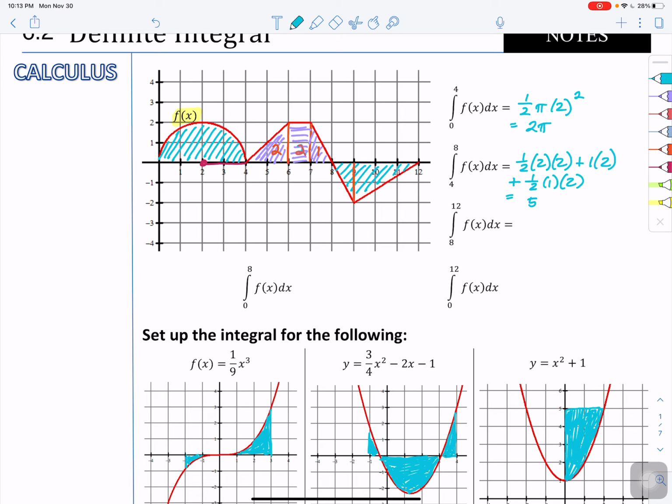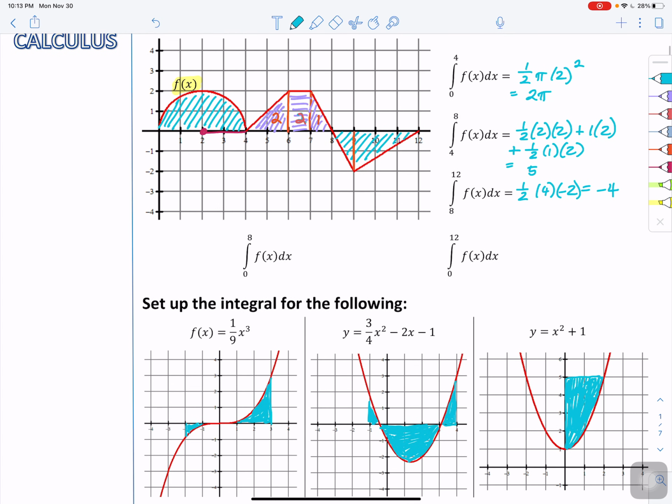So let's see what we have. 1/2, base is 4, and height is 2. And that's a -4. And why don't I put the height as -2? Sometimes that's a good way to remember that. Just go ahead and use a negative for that height right there, -2. Okay? And then how about from 0 all the way to 12?